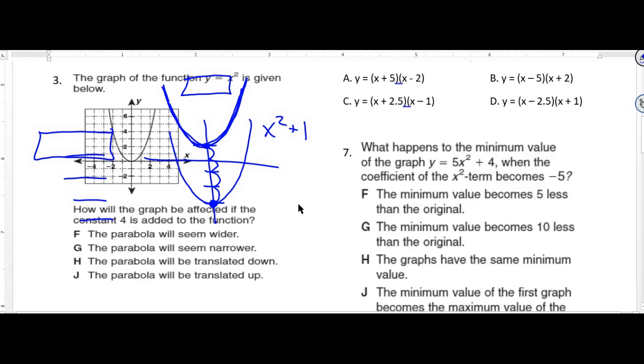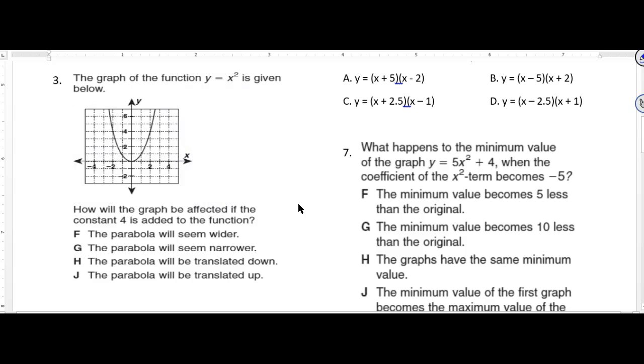Number 3, we have a graph here. They're asking how it's changed if the constant 4 is added to the function. You got to remember what a constant is. y equals ax squared plus c. We have a coefficient, a, that is multiplied to the variable. The variable is x, and the constant is a number without a variable.